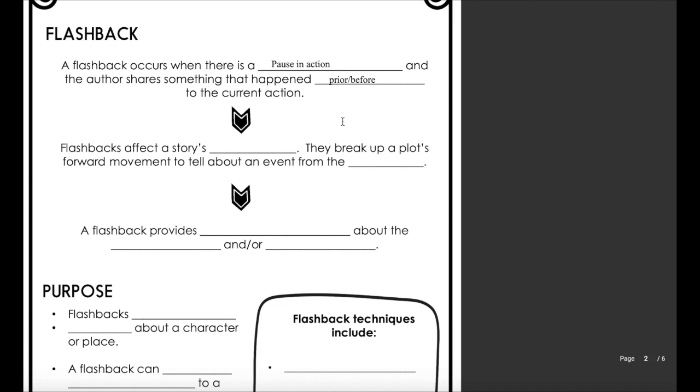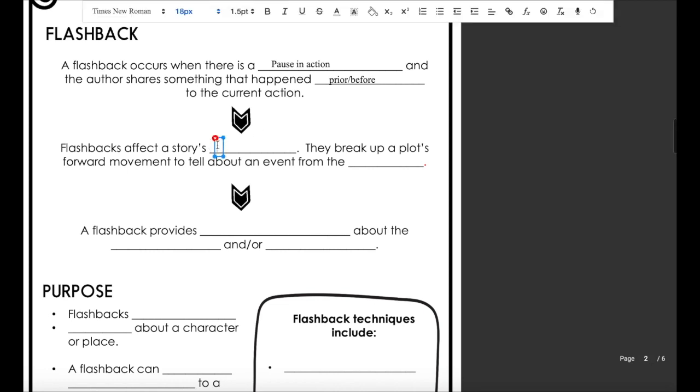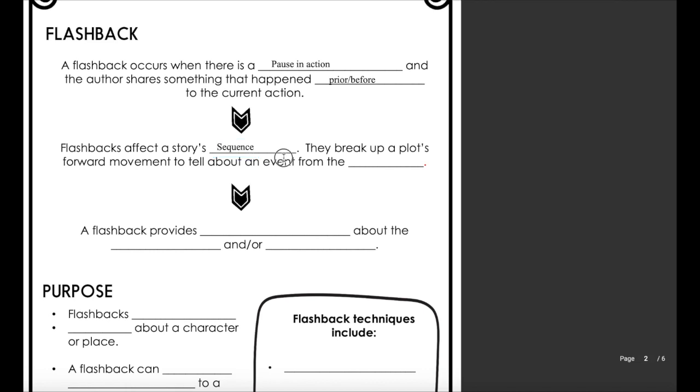So we're going to pause. We're going to stop moving forward in the story, and we're going to actually look back in time. So flashbacks affect the story's sequence. We know a sequence of events, the common order, the chronological order. Maybe we're in the present day, and we're going to pause this sequence of events, and instead of telling you the next thing that happened, we're going to go back and tell you something that happened a long time ago, or maybe right before. So it breaks up the plot's forward movement to tell us about an event from the past.